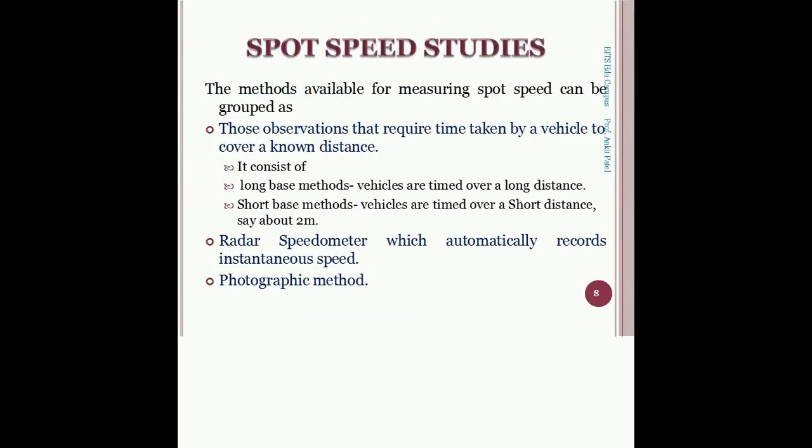Spot speed studies: the methods available for measuring spot speed can be grouped as those observations that require the time taken by a vehicle to cover a known distance. It consists of long base methods, where vehicles are timed over a long distance, and short base methods, where vehicles are timed over a short distance, say about 2 meters. Then there is the radar speedometer, which automatically records instantaneous speed, and the photographic method.